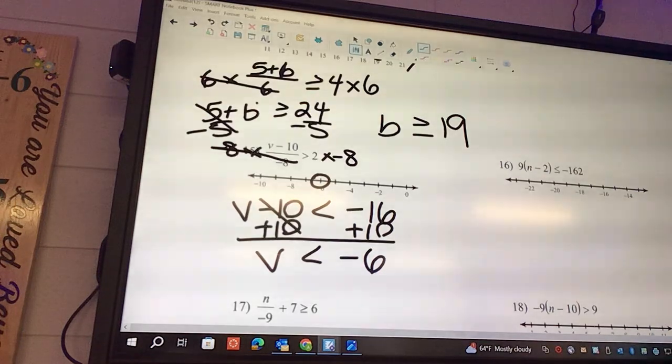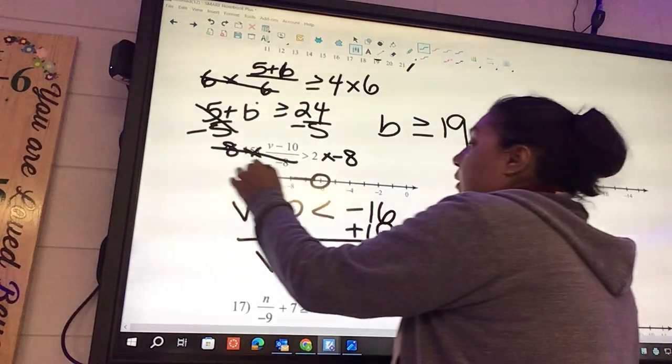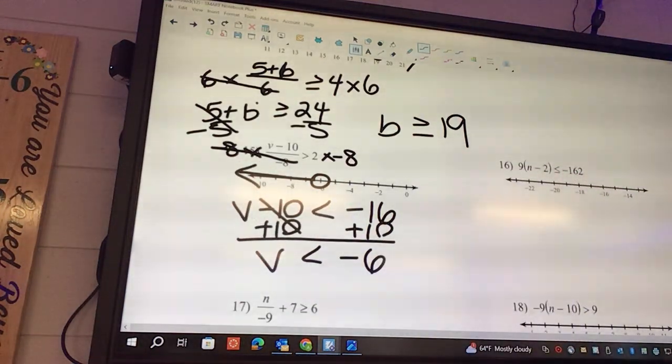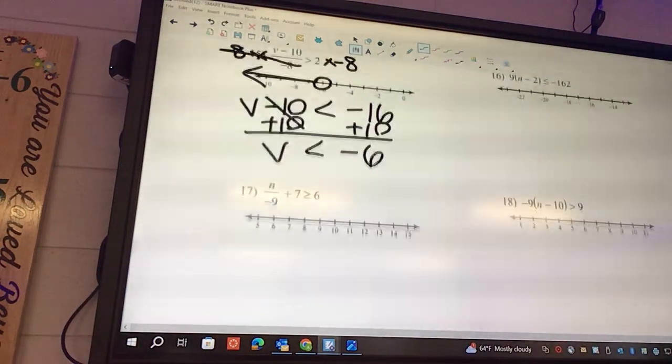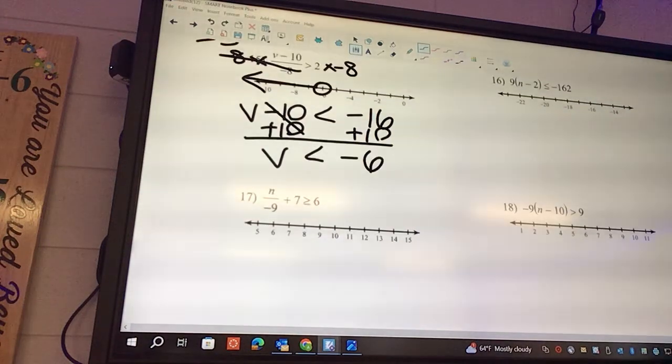What is the alligator eating? The number 6. The number, so does that mean bigger or smaller? Smaller, so which way do I need to go? To the left. Okay, we're going this way. We got 2 more.